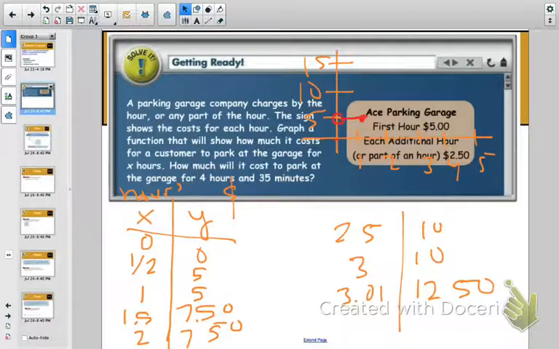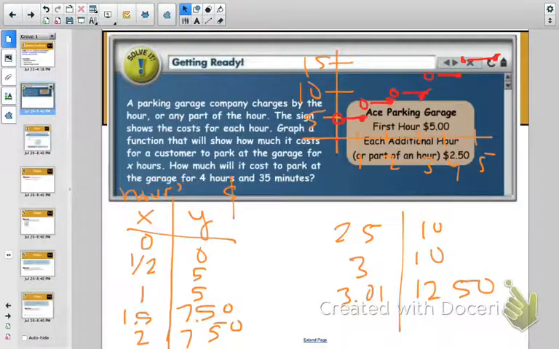After you get past that first hour, it jumps up to $7.50. So we put an open circle there, closed circle there, then it jumps up to $10 until you hit 3 hours. Then it jumps up to $12.50 until you hit 4 hours, then $15. We call this a step function because it looks like steps. Basically this is when you have the same amount for an interval. In this case our intervals are 1 hour, and the cost remains the same for that interval.